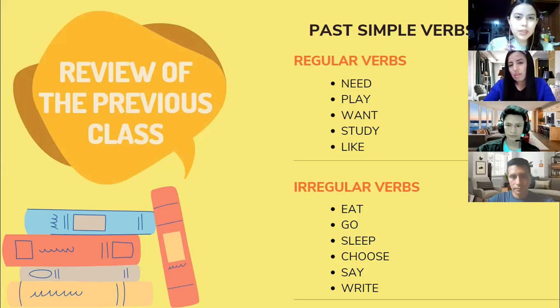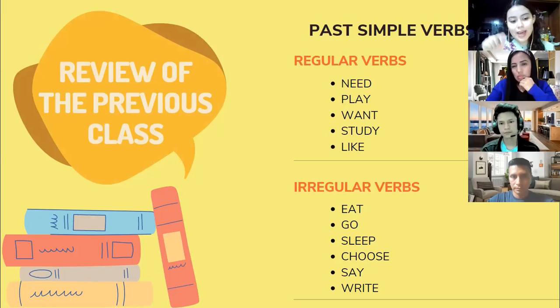For example, when the verb that is regular finishes in y, we have to be careful. Whether the verb has a vowel or a consonant before the y, right? Because when we have a vowel, we add the ed directly after the y. But in other verbs, when we have a consonant before the y, we have to change the y for an i and add the ed, right?